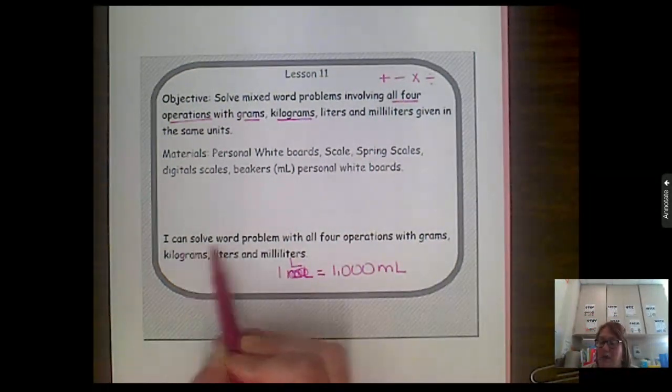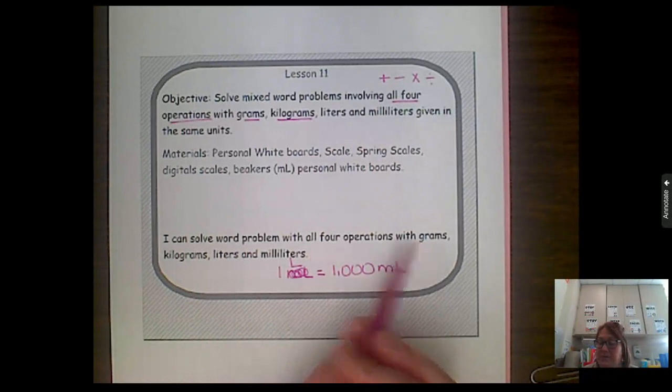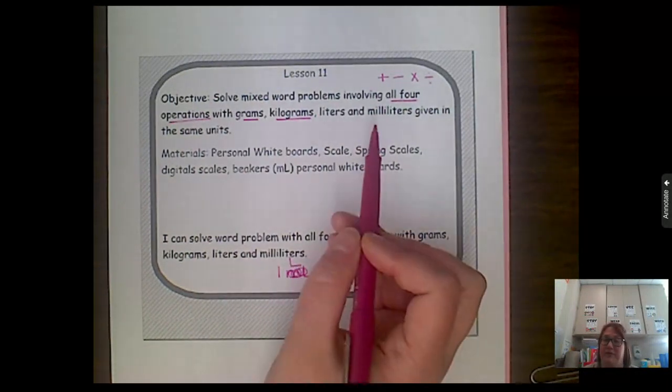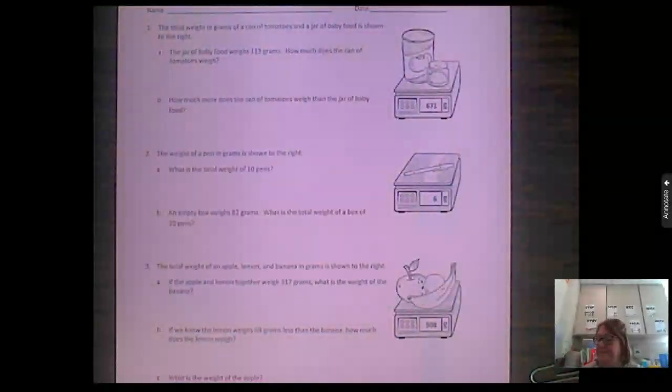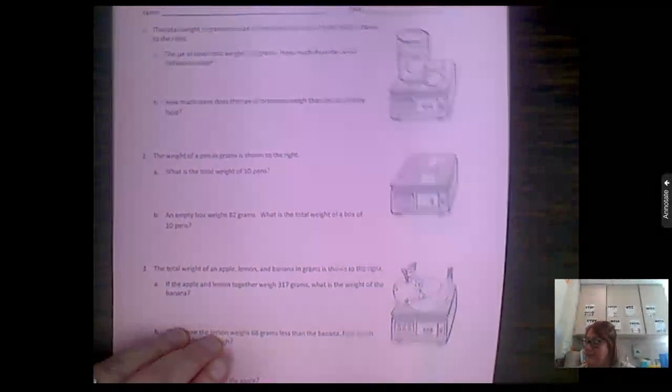I can solve word problems with all four operations with grams, kilograms, liters, and milliliters. So similar to what we talked about with our objective. Before we start with our problem set for today, you don't have this.